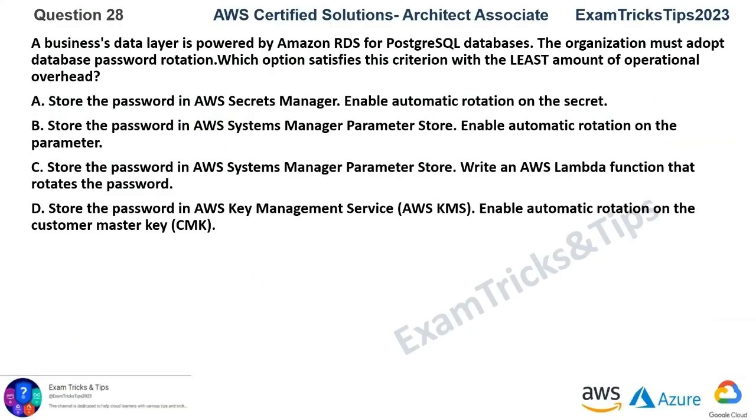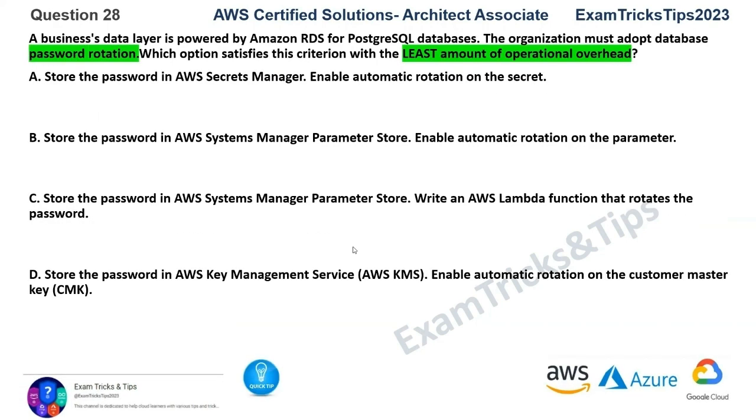Question number 28. A business's data layer is powered by Amazon RDS for PostgreSQL. The organization must adopt database password rotation. Which option satisfies this criteria with the least amount of operational overhead? This is a security-related question, and there is a lot of information. So let's understand the problem description here.